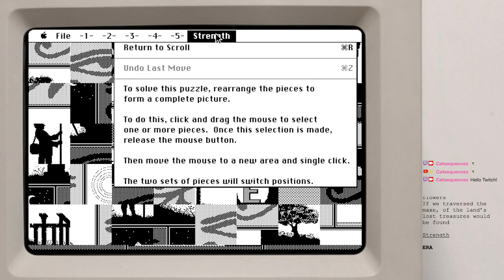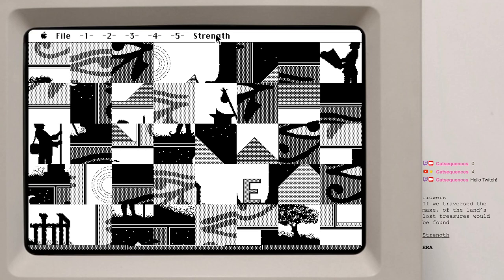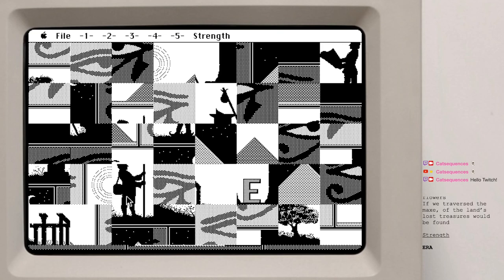To solve this puzzle, rearrange the pieces to form a complete picture. To do this, click and drag the mouse to select one or more pieces. Once the selection is made, release the mouse button. Then move the mouse to a new area and single click. Oh yeah, so just click and click. So there's lots of stylized eyes. There's also an image of the fool and another person. I don't know if it's necessarily the fool, but if I do that one and that one, they obviously go together.